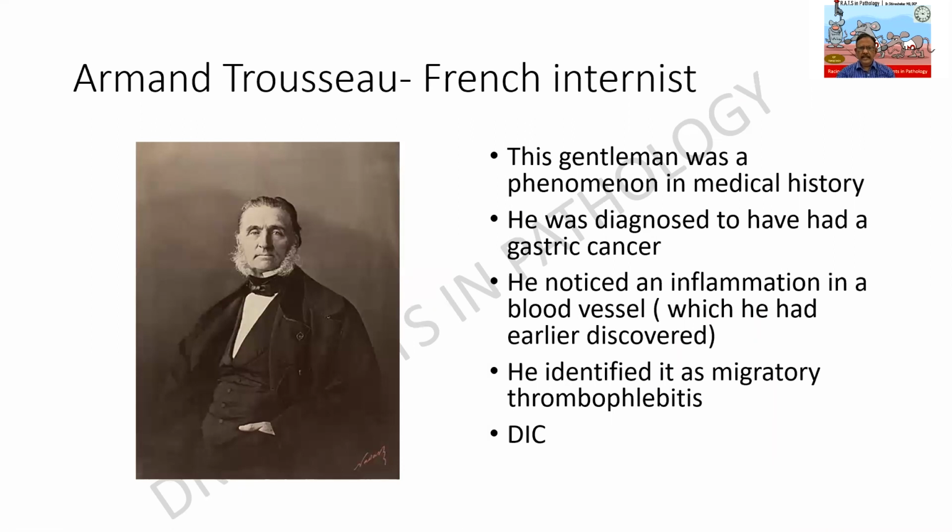Generally, I start with the case history, but this is also similar and interesting. The gentleman that you see on the screen is Trousseau. What he discovered was that he was having a malignancy. He noticed an inflammation in a blood vessel, and this particular sign he had earlier discovered was called Trousseau's sign. And he identified it to have been a migratory thrombophlebitis due to DIC or disseminated intravascular coagulation.